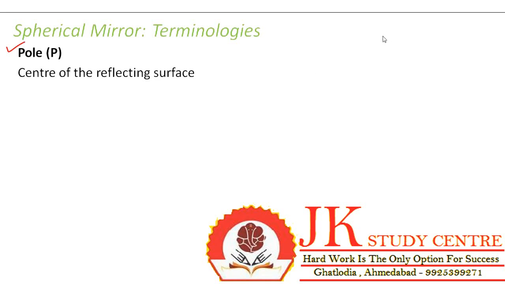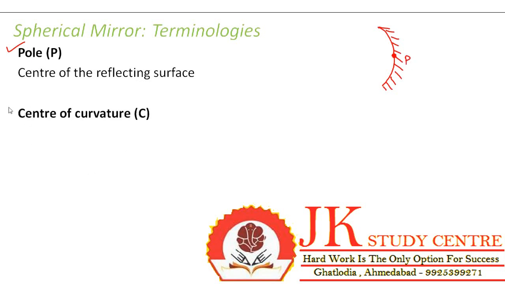Let us suppose I have this spherical mirror. Which mirror is this? The inside is silvered, so inside means cave. That means it is a concave mirror. This is my reflecting surface, and the center of this reflecting surface is called the pole. That means this point is the pole. It is generally denoted by a capital P.